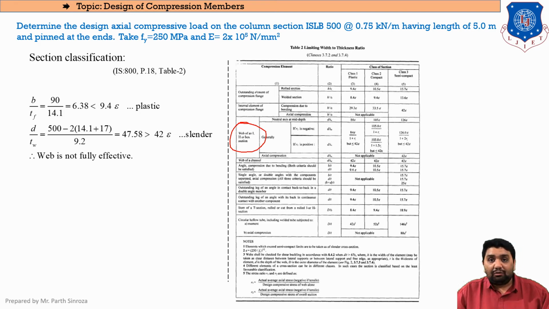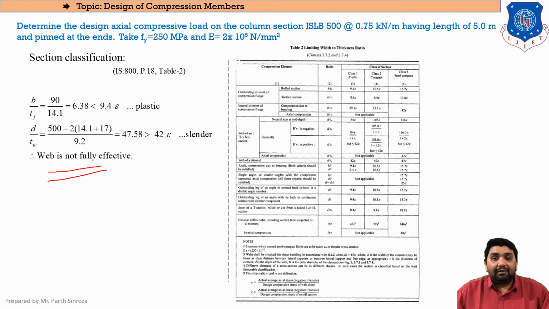So this small d will always be depth of web, as we are dealing with only web. The flange check is already completed. We will now focus on only our web portion. Clear? So this equation will come out like this, and this will be our TW that will be obtained from our steel table. So the final answer comes out to be 47.58. But as per our clause, it should be less than or equal to 42 epsilon. As it is exceeding 42 epsilon, our web is not fully effective.